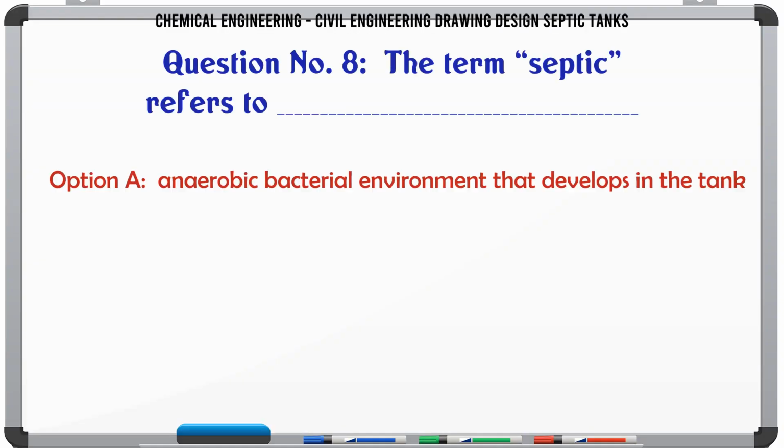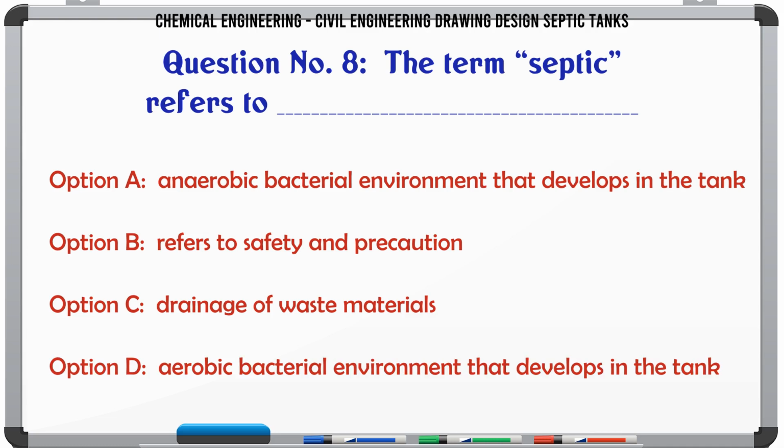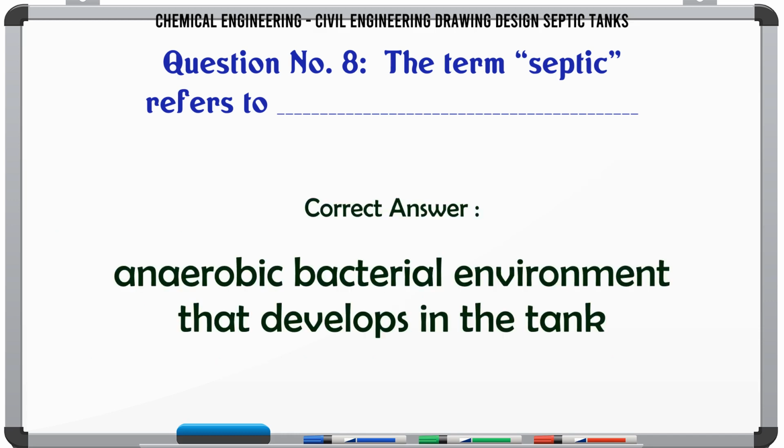The term septic refers to A. anaerobic bacterial environment that develops in the tank. B. refers to safety and precaution. C. drainage of waste materials. D. aerobic bacterial environment that develops in the tank. The correct answer is anaerobic bacterial environment that develops in the tank.